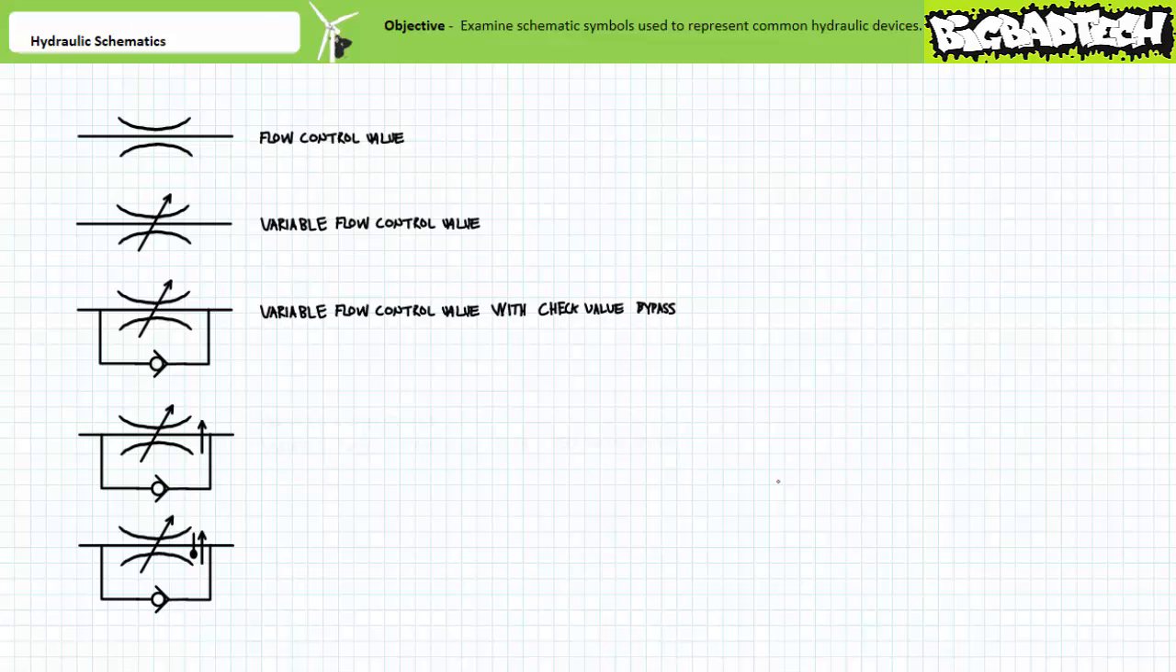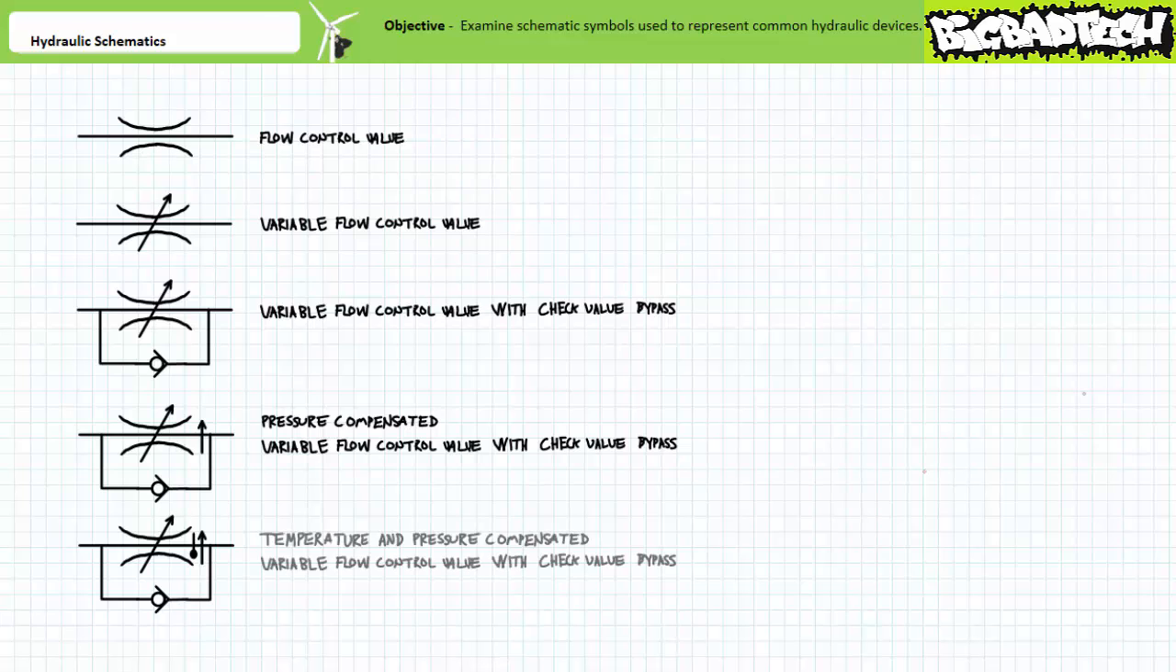This is a pressure compensated variable flow control valve with check valve bypass. The vertical arrow modifier lets a technician know that flow rate will remain fixed regardless of applied load conditions, within reason. This is a pressure and temperature compensated variable flow control valve with a check valve bypass. The arrow and thermometer modifier lets a technician know that flow rate will remain fixed regardless of applied load conditions or the temperature of the applied fluid, within reason. In summary, the flow control valve family controls the speed of an actuator.